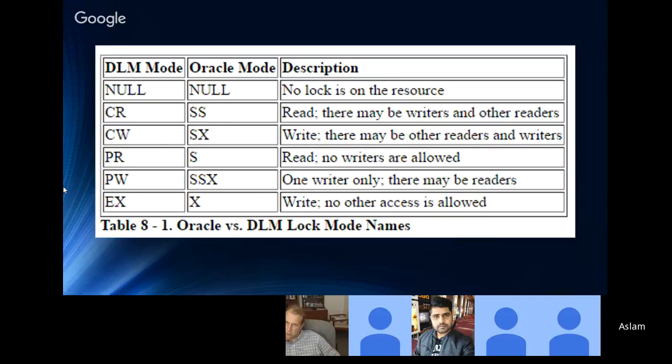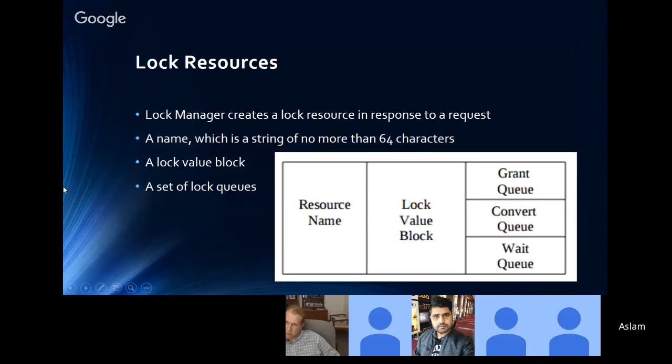All right, so first, lock resource. Resource basically means any file, database, anything. So the first time somebody makes a request to lock that resource, the lock manager will create a lock resource for that specific resource in response to the request. And this is how a resource looks. You have a resource name, which is a string of no more than 64 characters. You have a lock block value, and you have a set of lock queues.